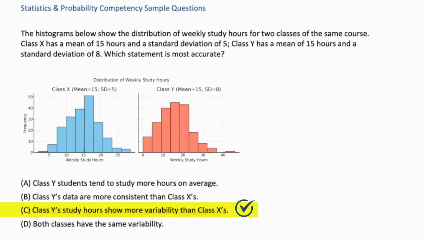The correct answer is C. Class Y study hours show more variability than Class X. Both classes have the same mean of 15 hours, so their average study time is the same. Class Y has a higher standard deviation, 8 versus 5, meaning Class Y's study hours vary more widely around the mean.